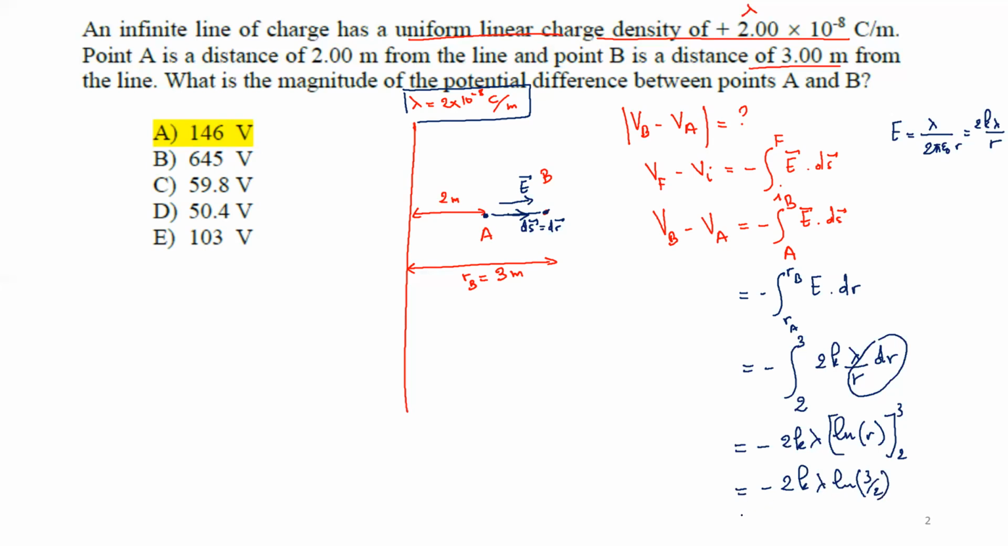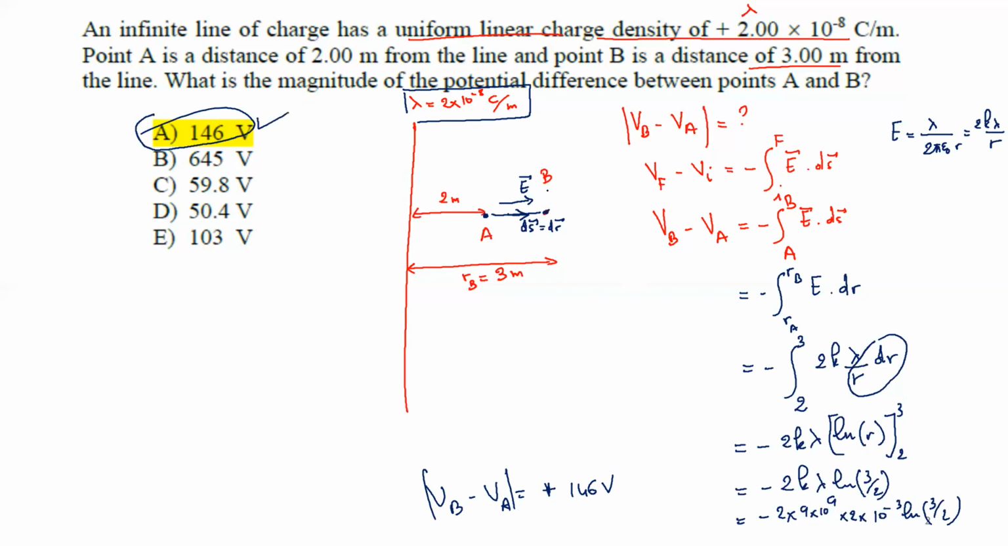So I know everything here. Minus 2, k is 9 times 10 to the power 9 in SI units. Lambda is already in SI units, so it's just 2 times 10 to the power minus 3. And then I take ln of 3 divided by 2, and you do it. How much do you get? You get VB minus VA is just minus 146 volts, but I want the absolute value, so I'll have plus. So A is the right answer.